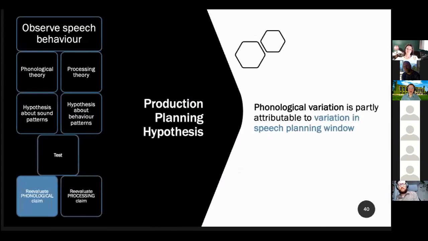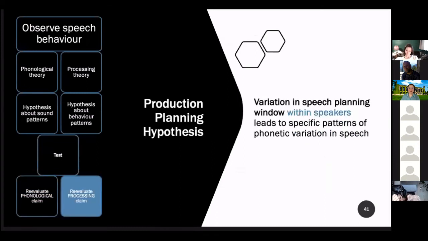So indeed, the production planning hypothesis, as I formulated earlier, seems to be supported by these experimental results. And if we think about the production planning hypothesis from a psycholinguistic perspective, we also find support for the idea that variation in the speech planning window is leading to some specific patterns of phonetic variation.